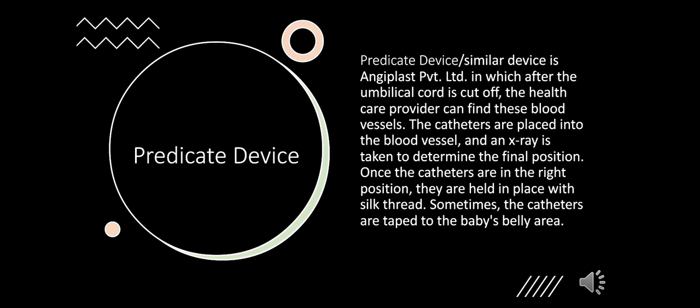Our predicate device is Angioplast, in which the umbilical cord is cut off, and the healthcare provider can find these blood vessels. These catheters are placed in the blood vessel and an X-ray is taken to determine the final position.